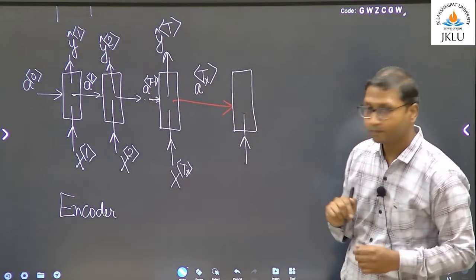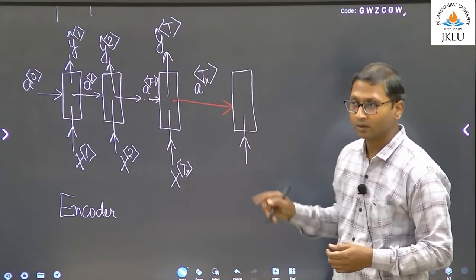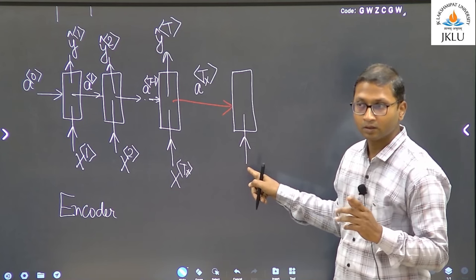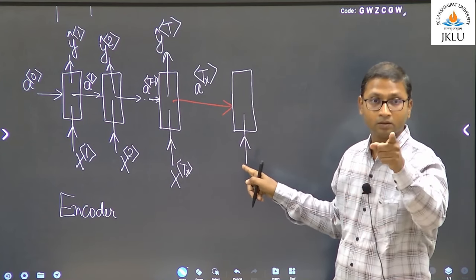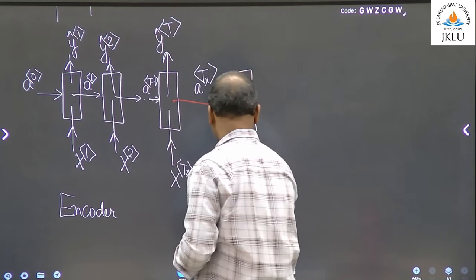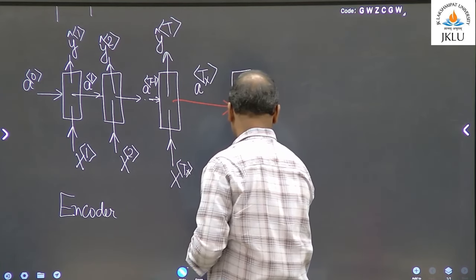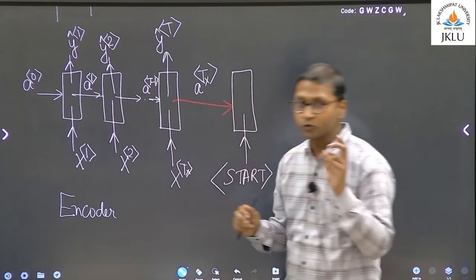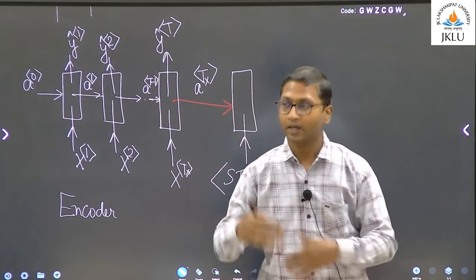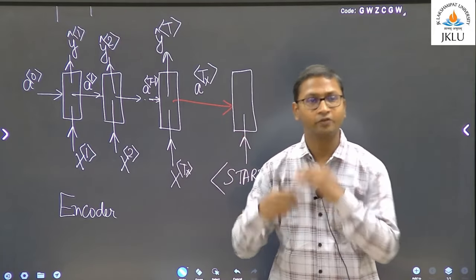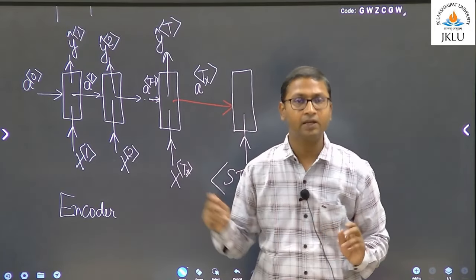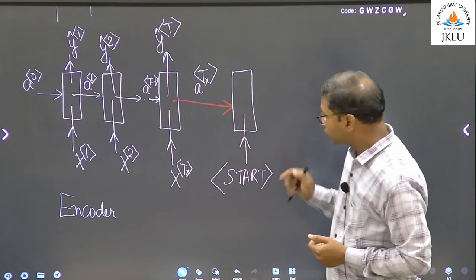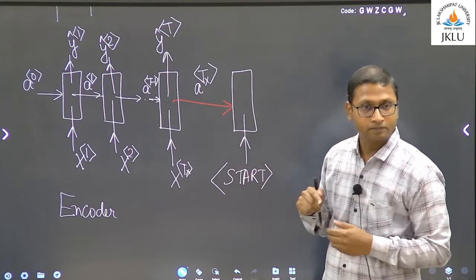What should be here? Here. Start symbol. See, you need to remember that there have to be two special symbols, start and end, whatever you call it, right? Different courses address them differently, but you definitely need these two symbols. So now what is the job of this decoder?